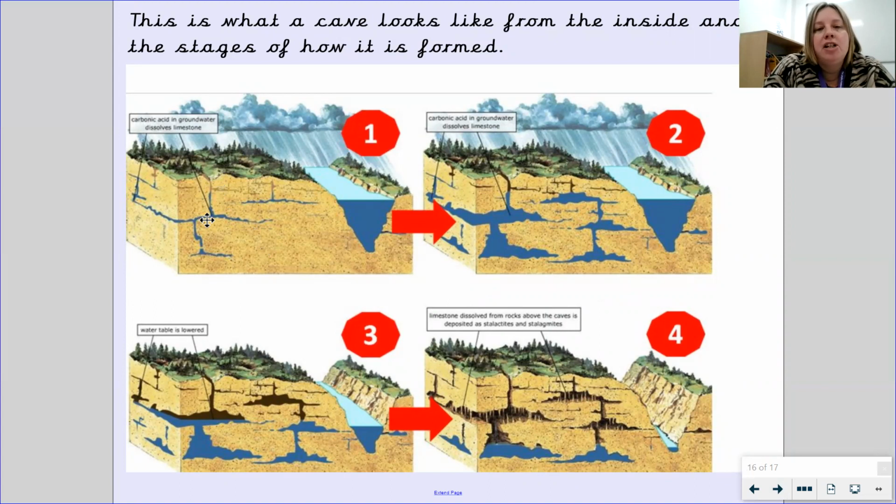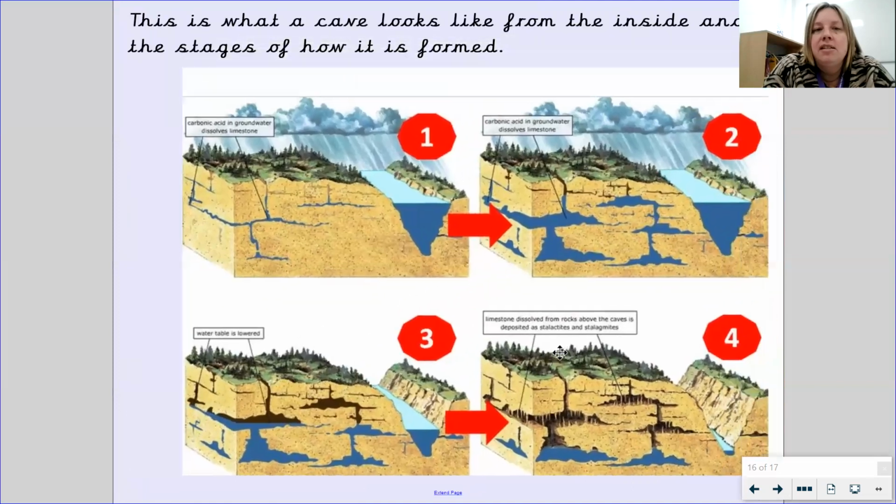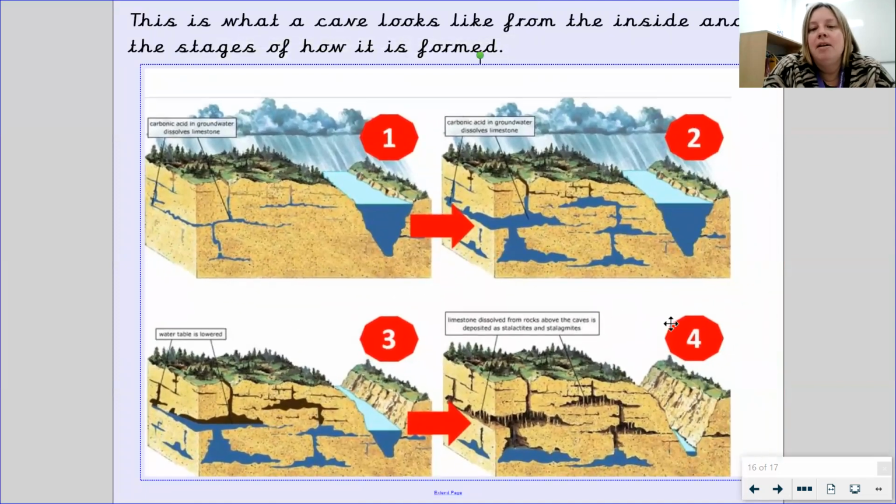So look at those pictures and we can see that the acid in the ground here is dissolving the limestone. And this is continuing over here as the water table is lowered and the limestone is dissolved from the rocks and the caves. And then we start to have the growth of stalactites and stalagmites.